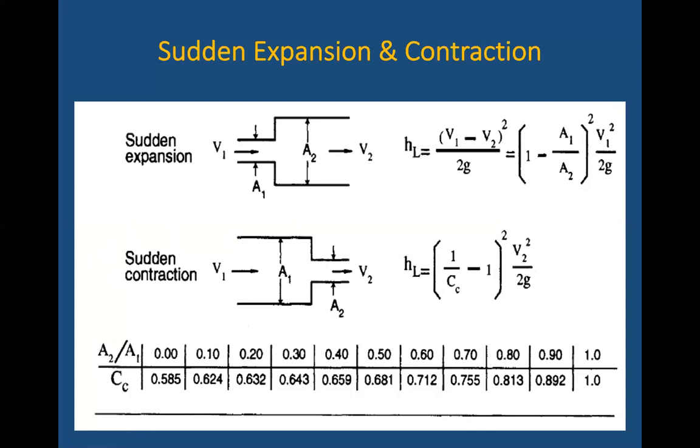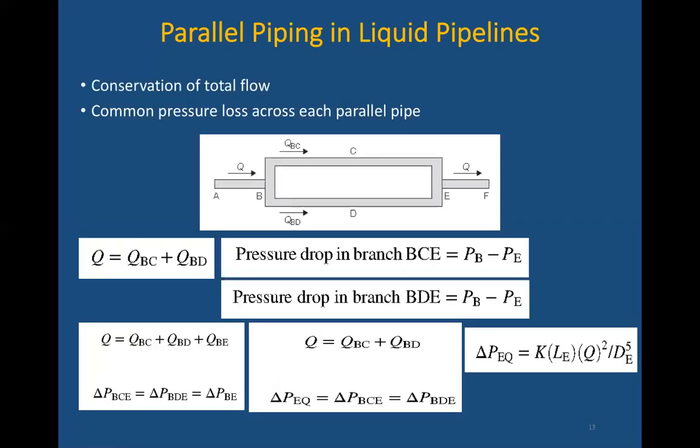Next, parallel piping in the liquid pipeline. There we will follow two assumptions. One is the conservation of the total flow, and the other is the common pressure loss across each parallel pipe. Here you can see the piping system A to B, and then another branch in the C way and another in the D way. Here Q, and here QBC and QBD. If we apply conservation of total flow, Q equal to QBC plus QBD.